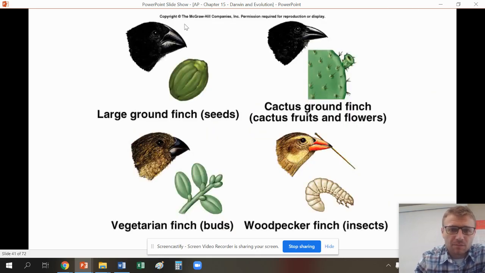You can see how these different birds use their different beaks here. Okay, some use them to crack open large seeds. Some use them for eating the cactus or the fruits off of the cactus. Some were vegetarian. Some will use them to get insects. But basically, each had a different function.